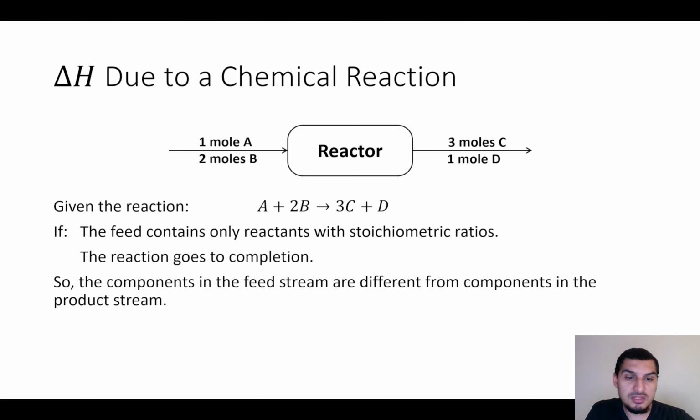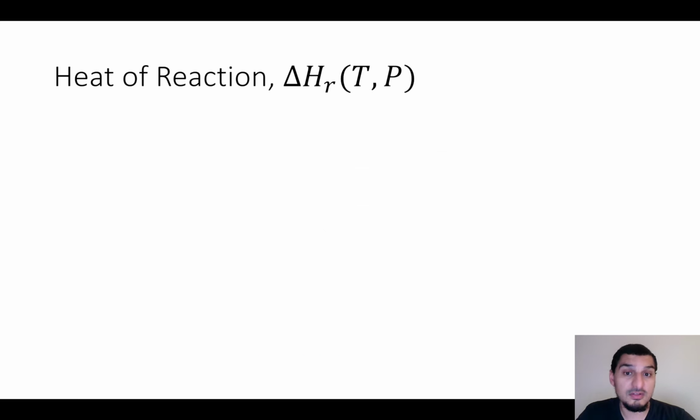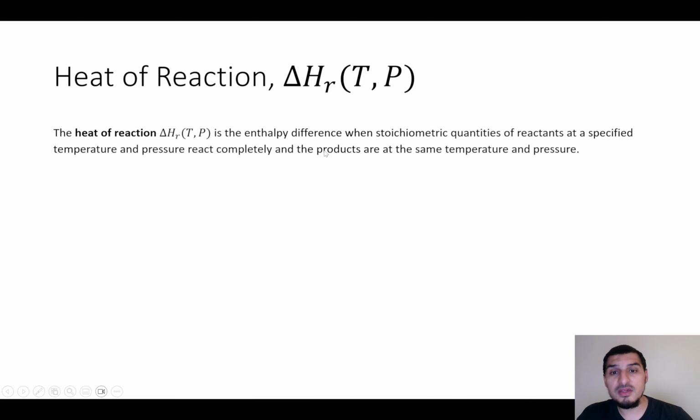Since the components are different, we use a term that is specific to the reactor, and this term is called the heat of reaction. This is the first term that we will depend on in order to calculate the enthalpy change in the reactor. So the heat of reaction is the enthalpy difference when stoichiometric quantities of reactants at a specific temperature and pressure react completely and the products are at the same temperature and pressure. I say stoichiometric quantities, the same thing we said in the previous example. So we have the same components in the feed, the feed is at stoichiometric ratios, they are all consumed, and the product stream contains only the reaction products.